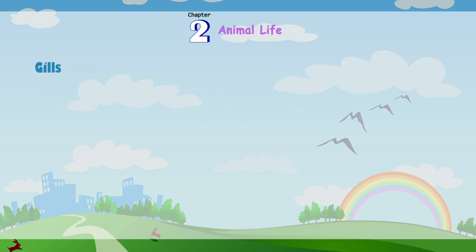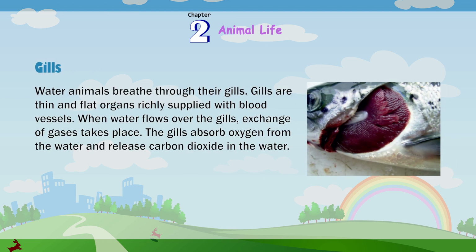Gills. Water animals breathe through their gills. Gills are thin and flat organs, richly supplied with blood vessels. When water flows over the gills, exchange of gases takes place. The gills absorb oxygen from the water and release carbon dioxide in the water.